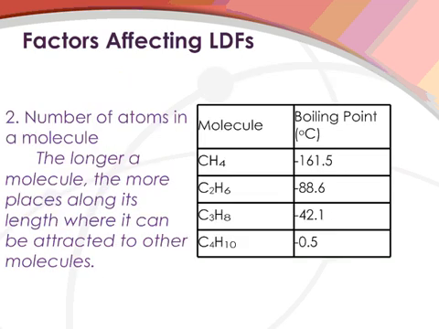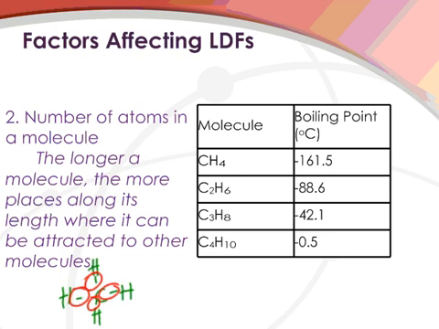What else? The number of atoms in a molecule. So the longer a molecule is, the more places along its length where it can be attracted to other molecules. So for example, a molecule like CH4 looks like this. It only really has 4 spots where electrons are sitting that can create an instantaneous dipole.